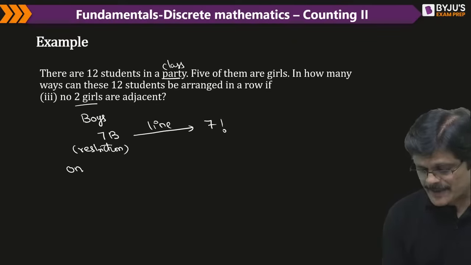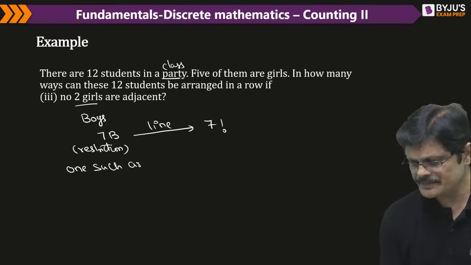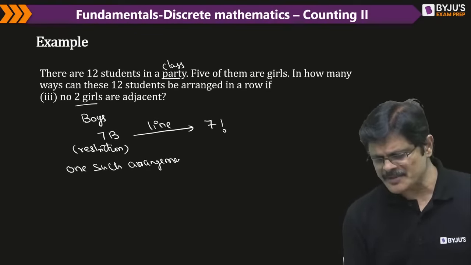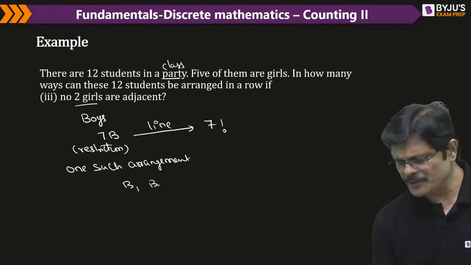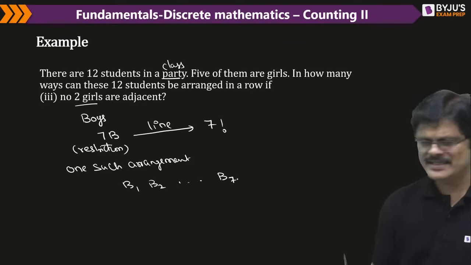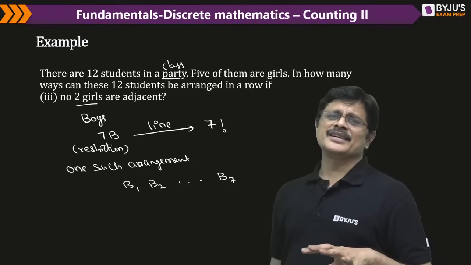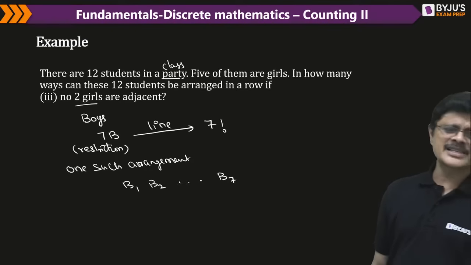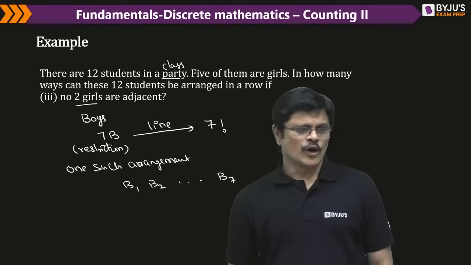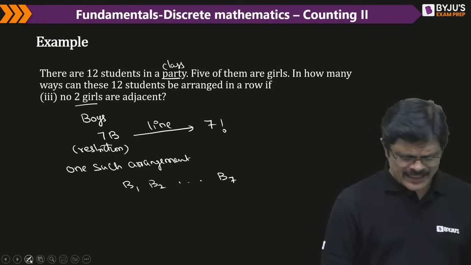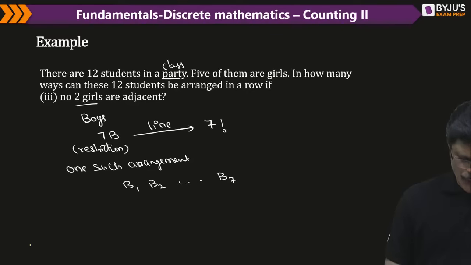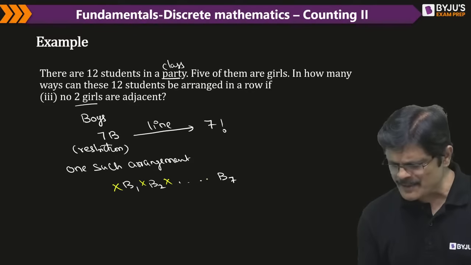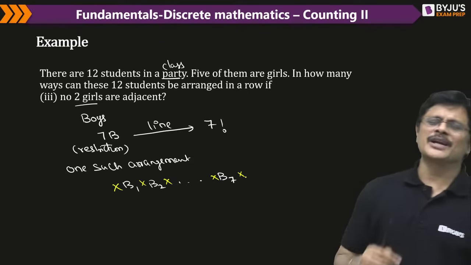Now, consider one such arrangement. Of course, there will be total 7 factorial such arrangements. Consider one such arrangement like B1, B2 and so on, B7, where if you arrange the girls, no 2 girls are together. Where do we arrange the girls so that no two girls are together? We have to arrange the girls between boys. So in the gaps, if you arrange the girls, then no two girls are together.